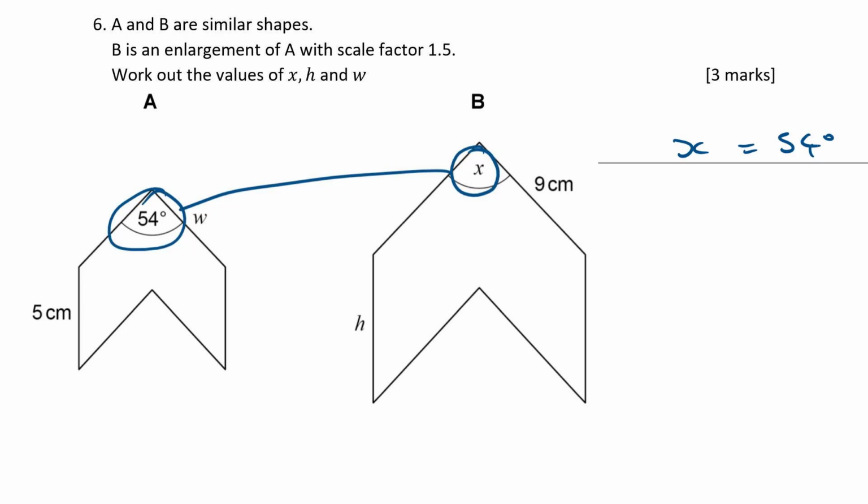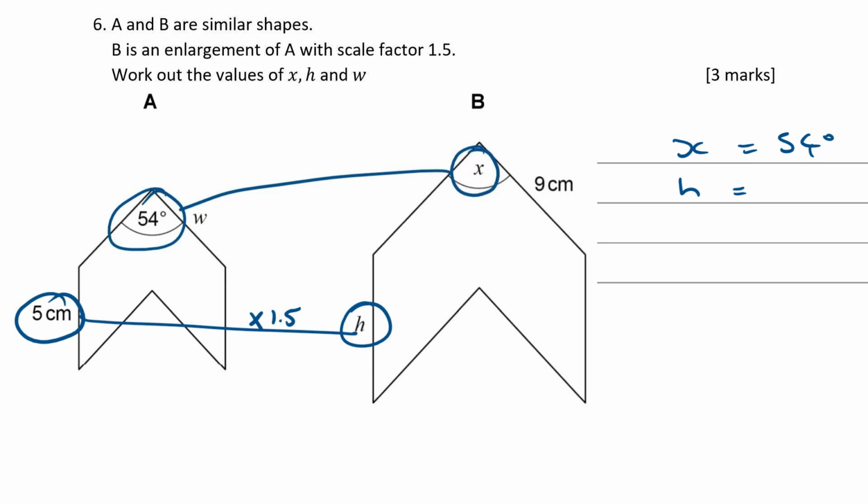Okay, now my 5 centimeter one matches up with my H, and our scale factor we're told is 1.5. So then H is going to be 5 times 1.5, which is 7.5 centimeters.